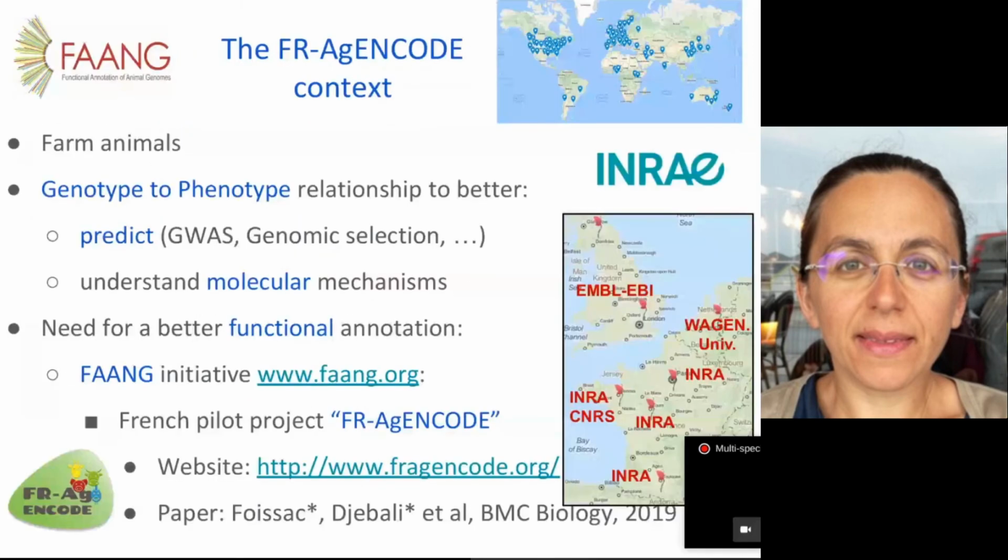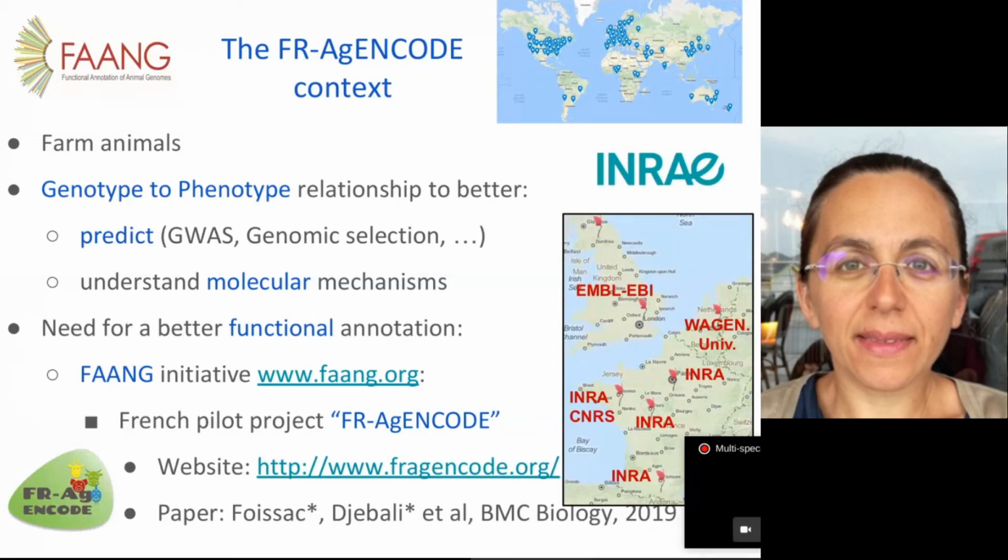So I'll give the context of the project I'm going to talk about today. It's the FR-AgENCODE project, the French Animal Genome Encode. It's in the context of farm animals, and it aims to study the genotype-to-phenotype relationship, to both better predict, like doing GWAS or genomic selection, and also to better understand the molecular mechanisms.